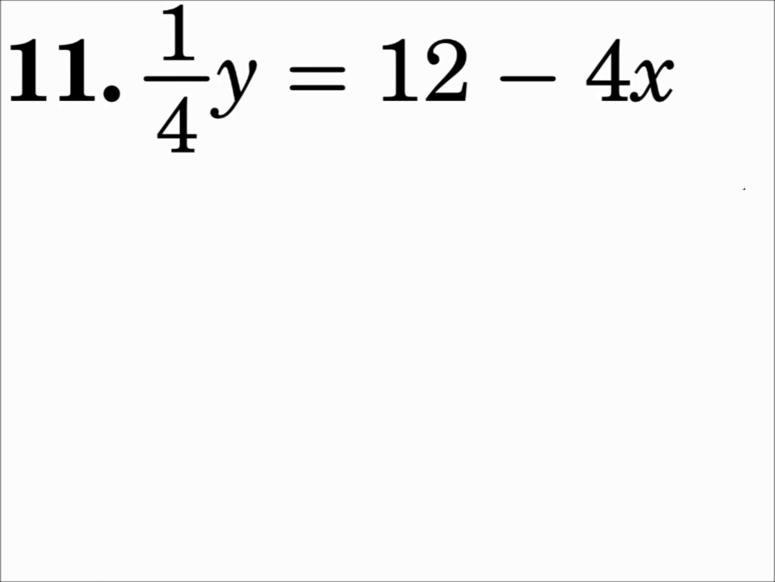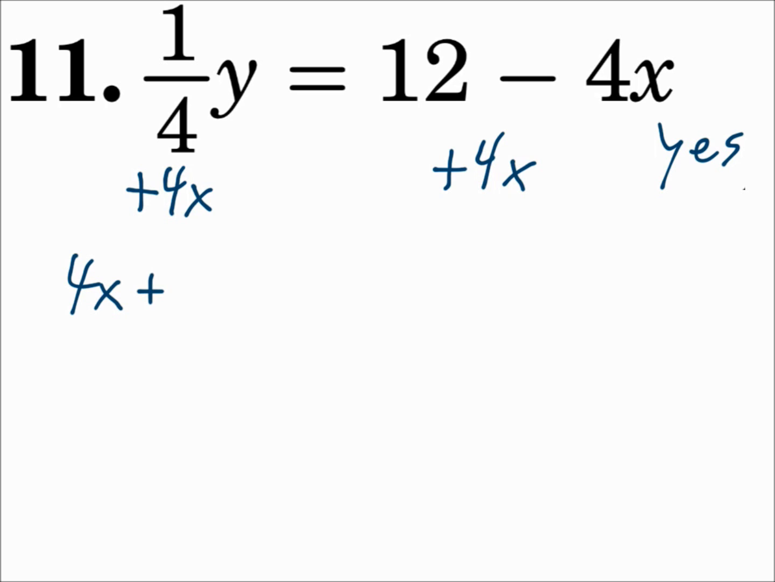(11) 1/4 y equals 12 minus 4x. There's no x squareds, y squareds, or xy's, so this is linear. I have my y's on the left, I have my constants on the right, but I also have x's on the right, and I need the x's to be on the left. The 4x is being subtracted, so let's do the opposite and add 4x to both sides. Remember, always do the opposite operation to move something to the other side.